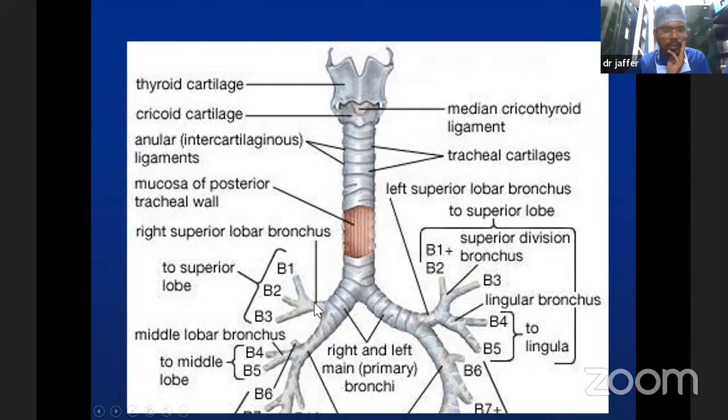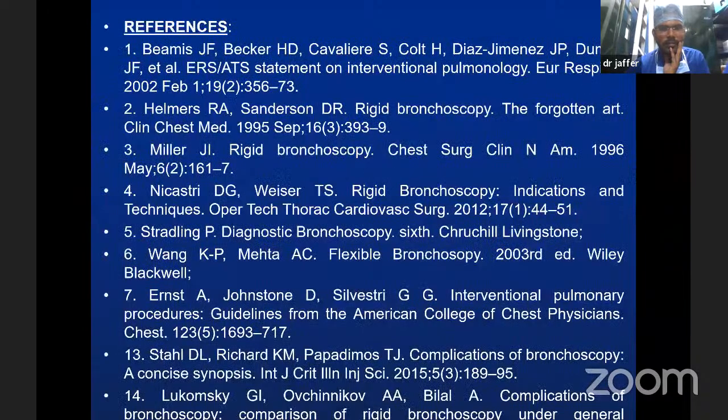The right upper lobe is the only one which has three openings, that is apical, anterior, and posterior. And the right middle lobe is usually at 12 o'clock, and the superior segment of the lower lobe is at the 6 o'clock position. And the superior segment of the lower lobe of both lungs is the main area where the aspiration gets collected. So that is the take home point from this presentation.